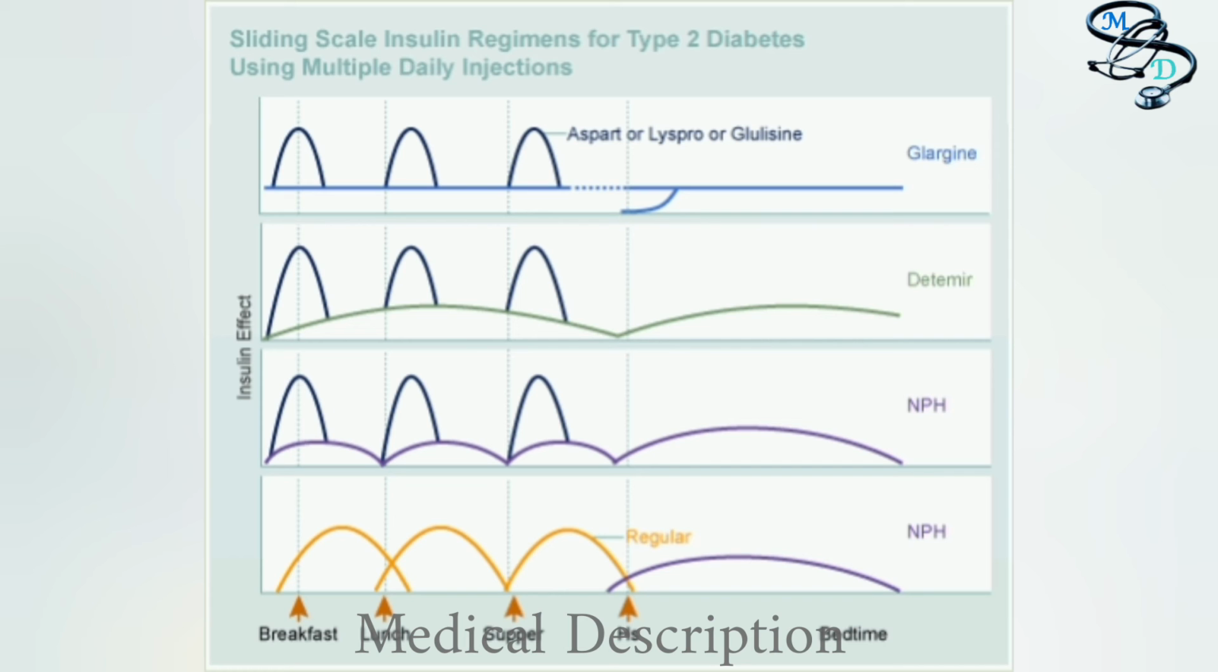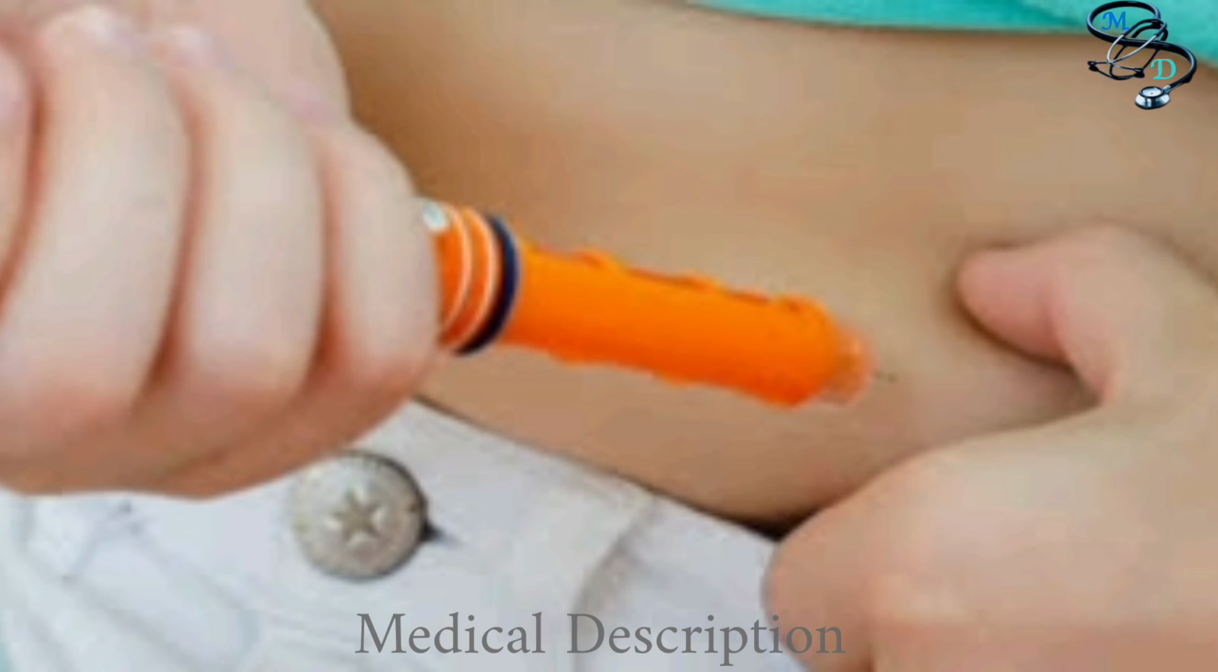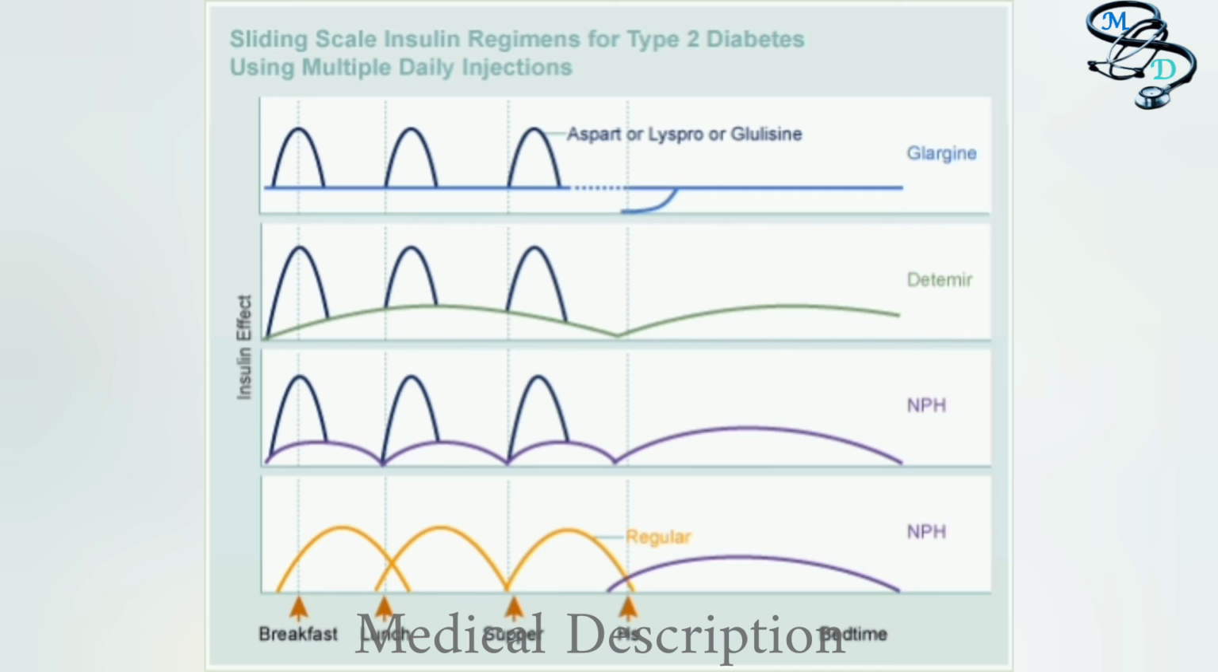or NPH once or twice a day, with short-acting insulin, aspart, glulisine, lispro, or regular before meals and at bedtime. Then long-acting insulin, glargine, detemir, or NPH given once a day. Regular and NPH given twice a day. Premixed short-acting insulin analogs or regular and NPH given twice a day. So this is the information that we have given you about sliding scale therapy.